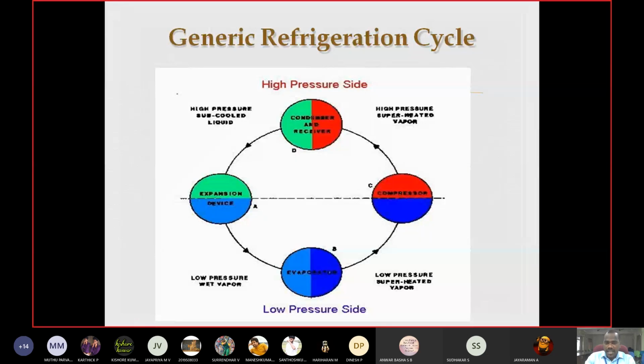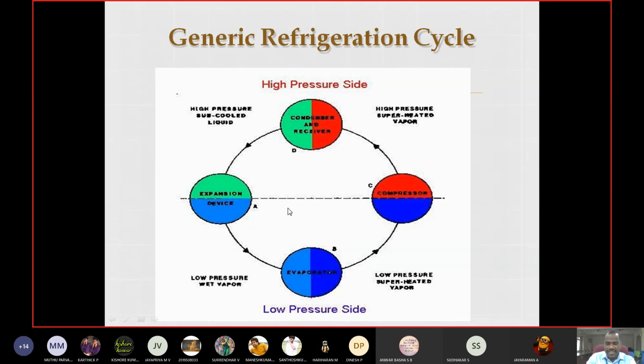Then the generic refrigeration cycle involves two parts. One is the high pressure side, then we have the low pressure side. We know the components used in the cycle: condensers, then compressors, then evaporators, then the expansion device. In these devices we can classify the low pressure side and the high pressure side. We get low pressure in devices like compressors, evaporators and the expansion device. Also we get high pressure in components like compressors, condenser and expansion device.